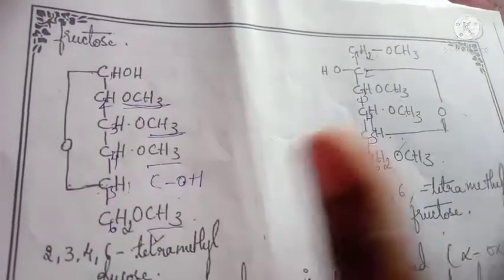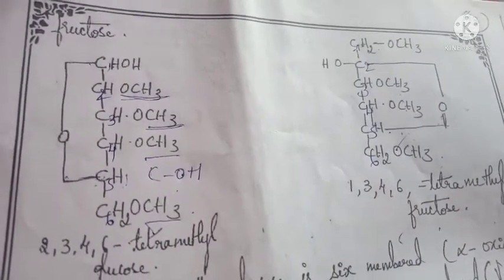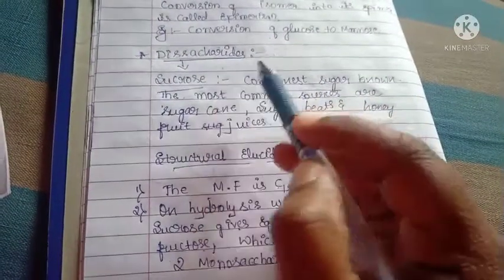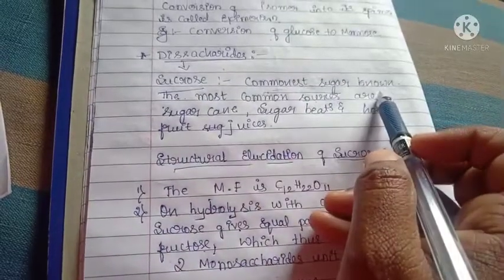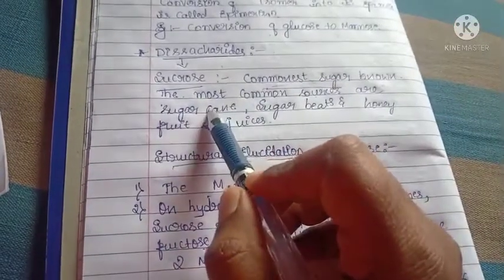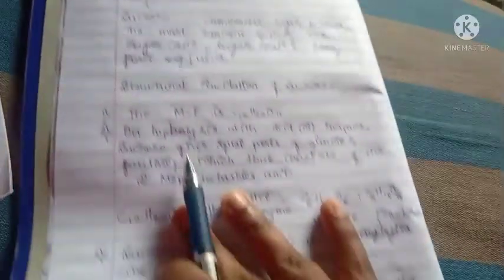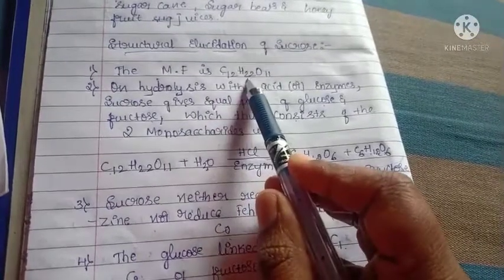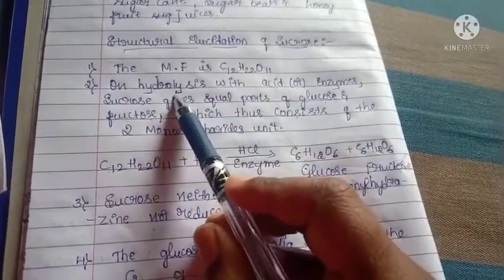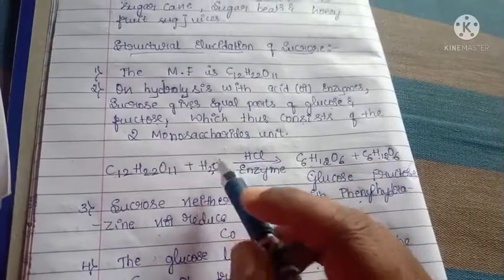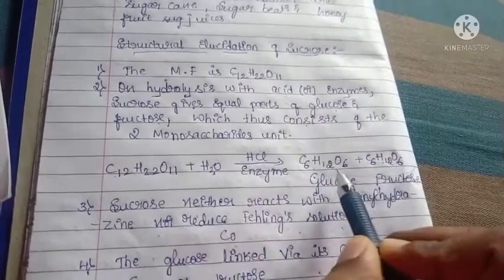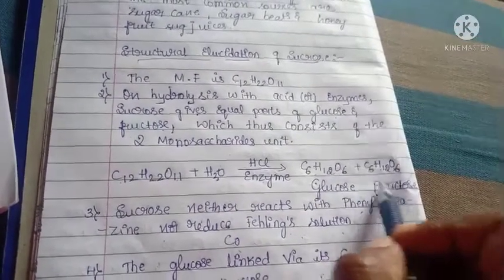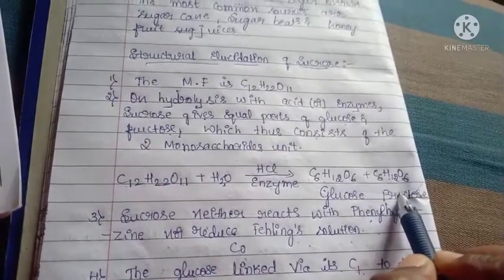Okay, this is all about the structural elucidation of sucrose. This is the disaccharide. Sucrose is the example, the commonest sugar we know. The main source is sugarcane. Structural elucidation of sucrose: the molecular formula is C12H22O11, which on hydrolysis with acid or enzyme gives equal parts of glucose and fructose. So we can conclude that sucrose contains 2 monosaccharide units.